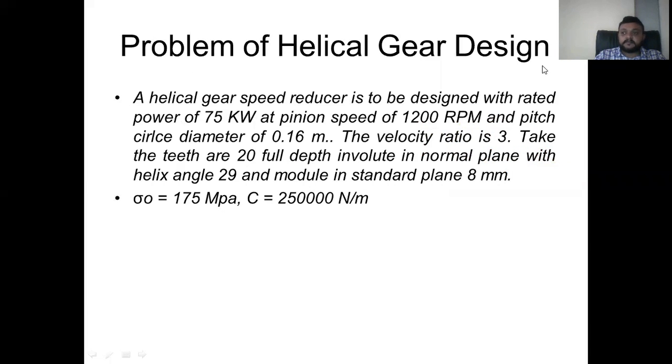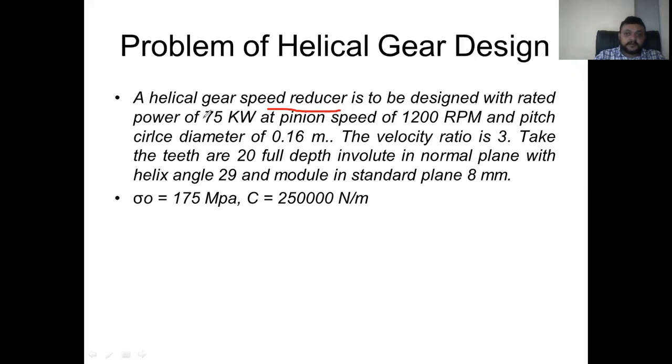Now we have to see one example to easily understand the design procedure of a helical gear. So here one example is given, a helical gear speed reducer. This gear is specifically used to reduce the speed. So our speed reducer means the output shaft is having less speed than the driver shaft.